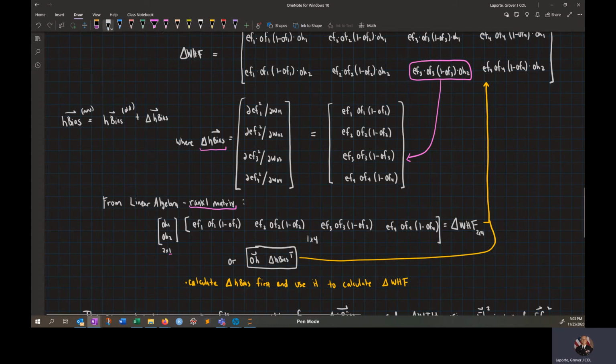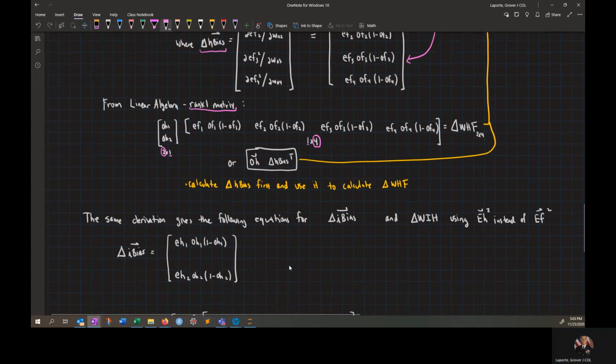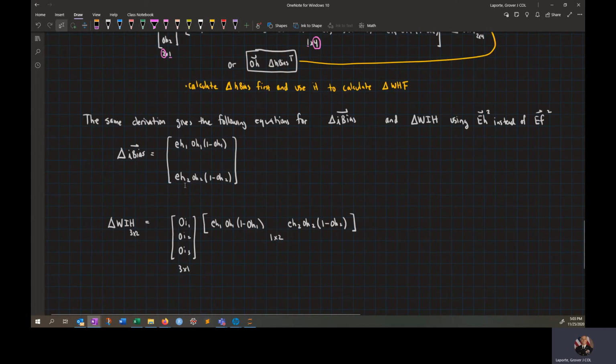Because that's a 1 by 4, you're going to end up with a 2 by 4 matrix. And in that 2 by 4 matrix, each one of the first rows is going to have an OH1 on it, and each one of the second rows will have an OH2 on it. So that's what that'll look like, and it's exactly what we're looking for up here. Okay, so it says calculate the delta H bias first and then use it to calculate WHF. That's exactly what I just finished saying.